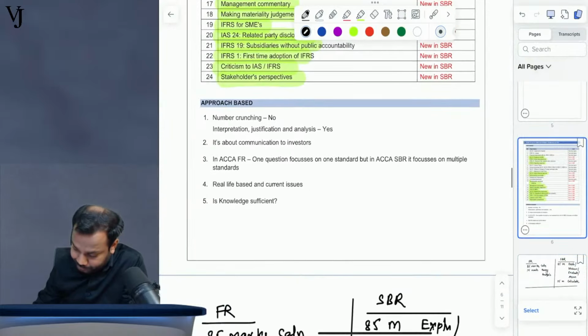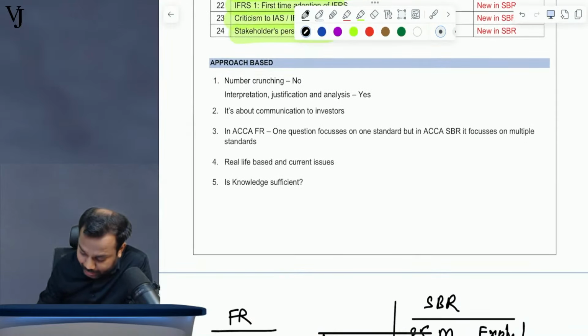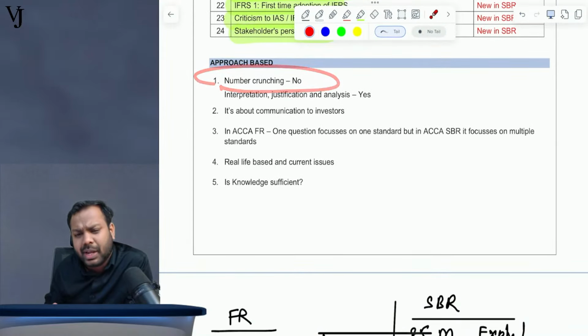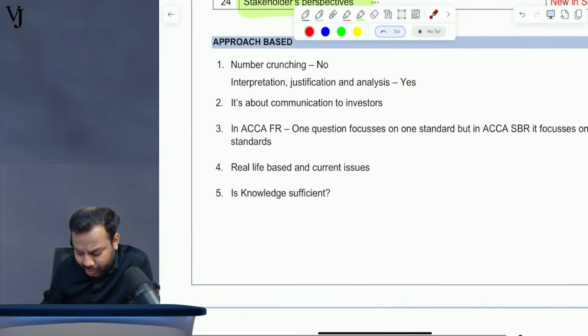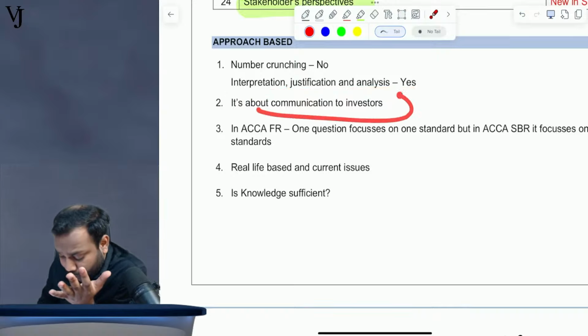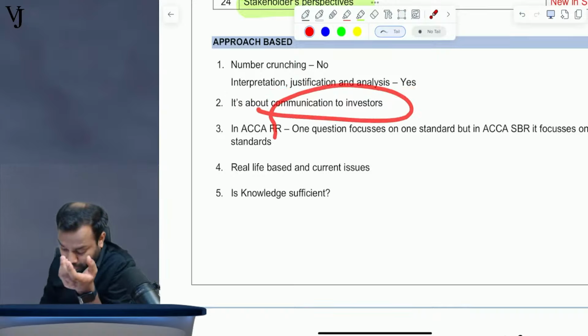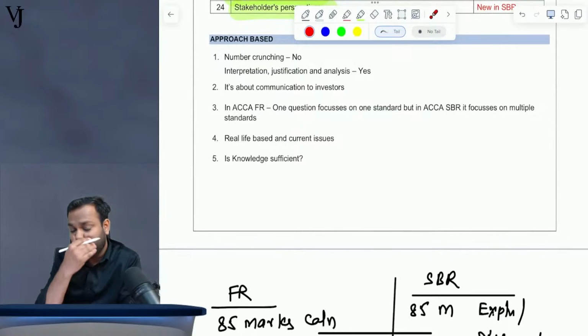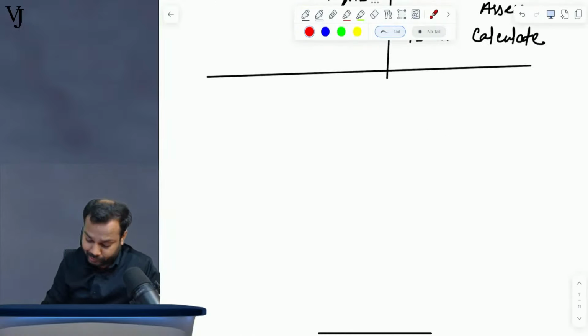Now understand, FR is about number crunching. SBR is not about number crunching. SBR is about interpretation, justification, and analysis. It is about communication to the investors. Now understand one more major difference.